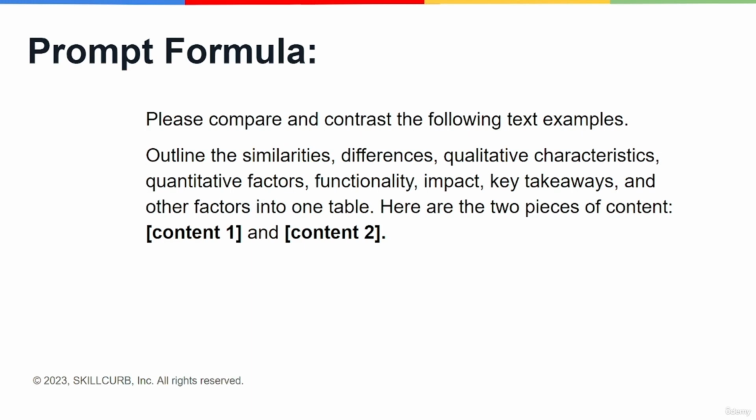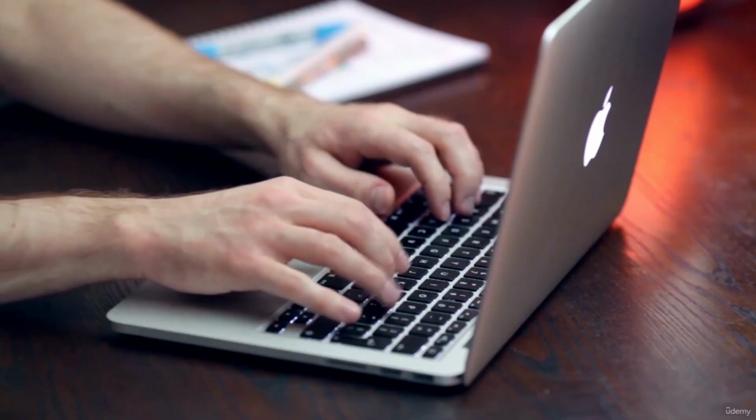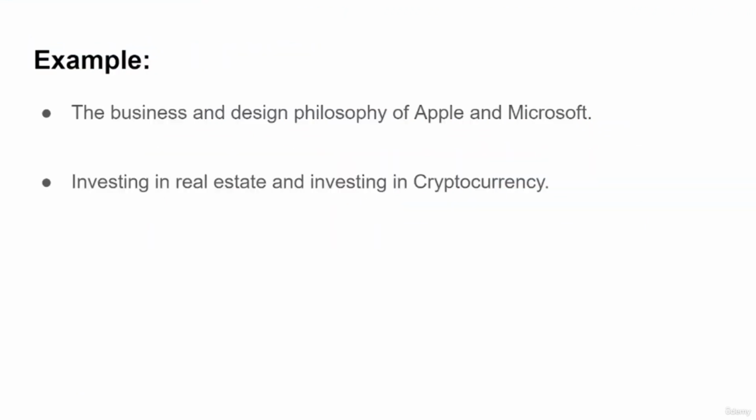This is a very deep comparative prompt that I've used for this topic, so you can get a better idea of what it actually does. I've asked for the similarities, differences, qualitative and quantitative characteristics, functionality, impact, key takeaways, everything, and I've also prompted it to separate them into tables. So this is also a kind of tabular prompting, because I've prompted it to give me all the answers in separate tables. These will be the examples that I'll be doing for you guys in this video today. So without wasting any time, let's get this video started.